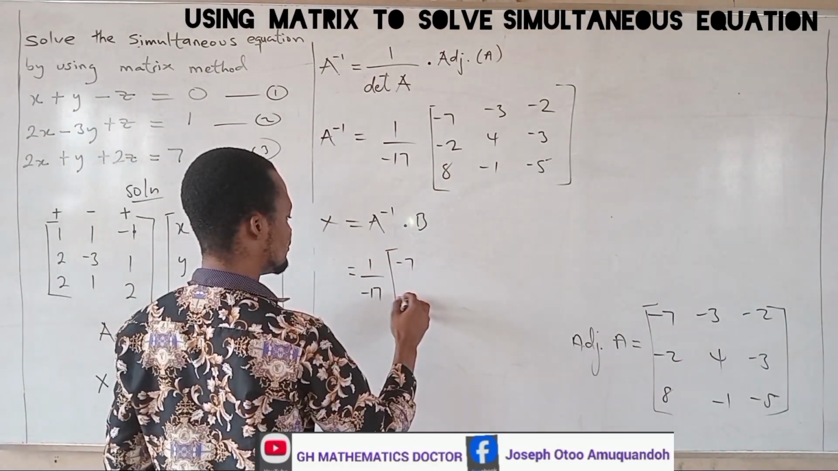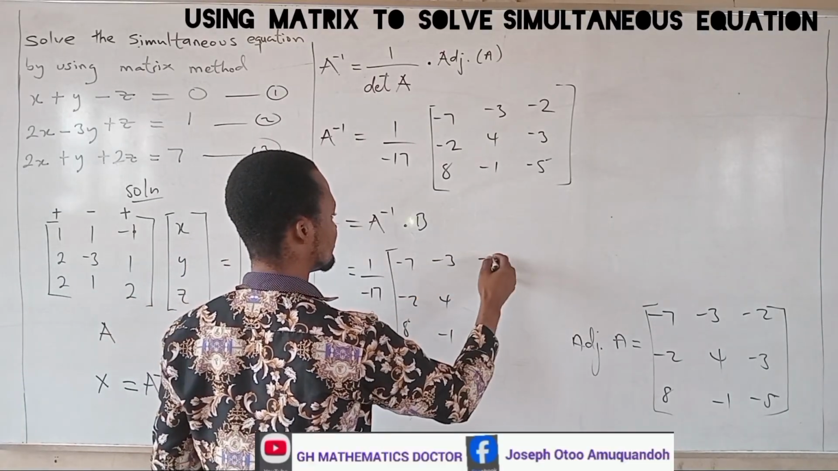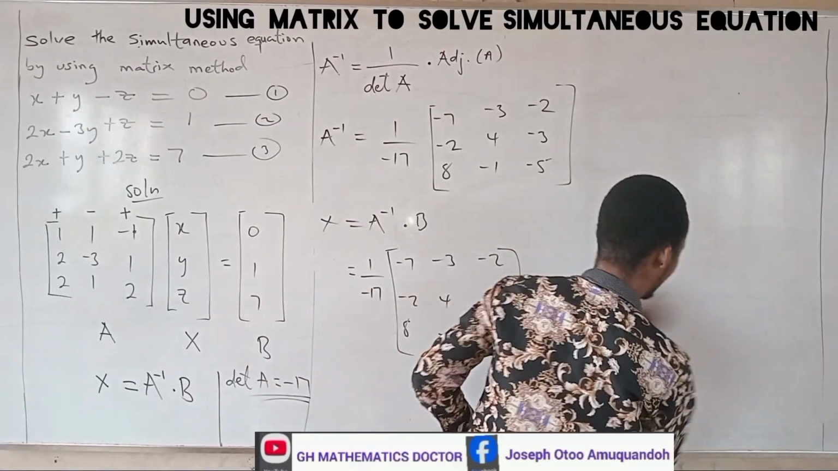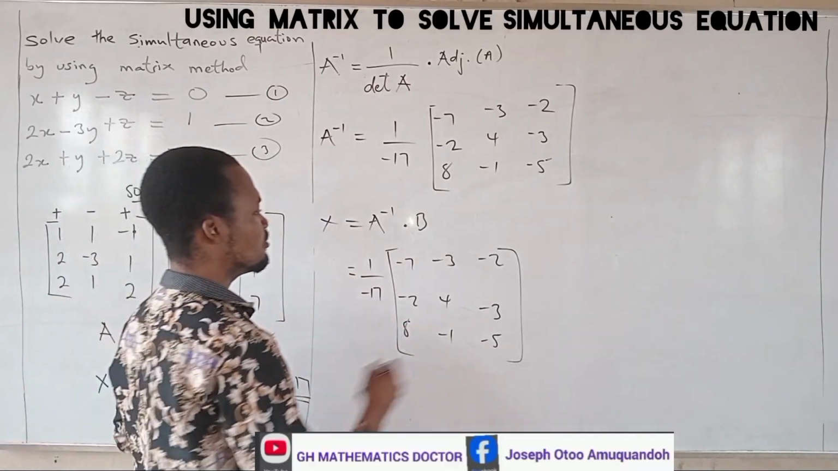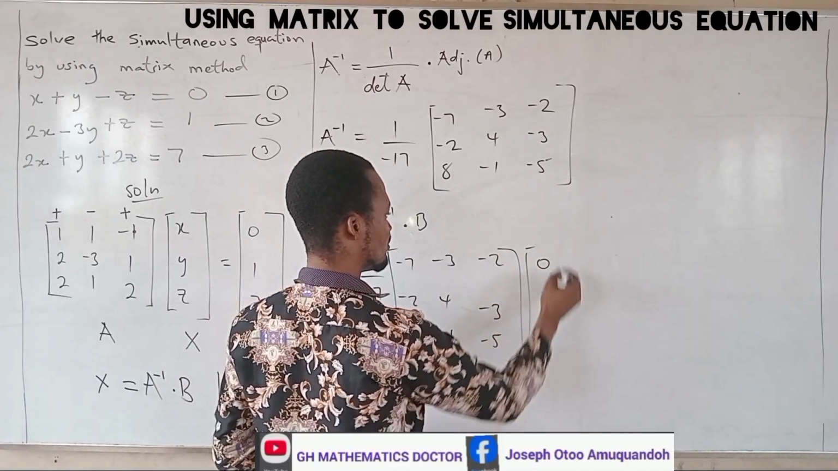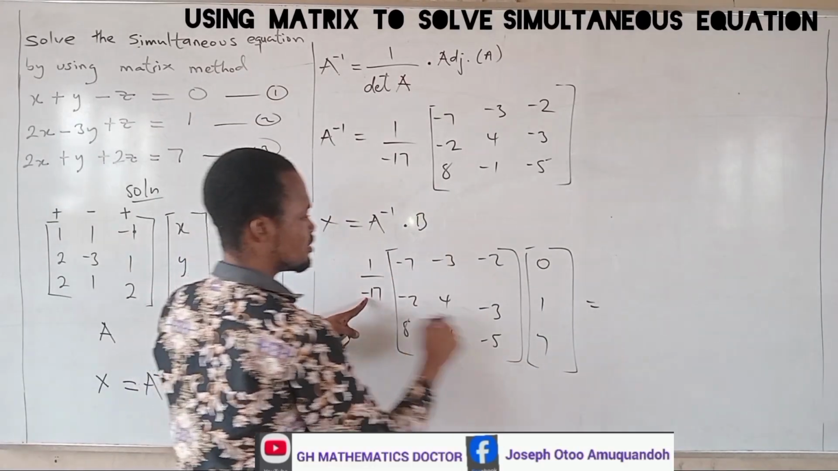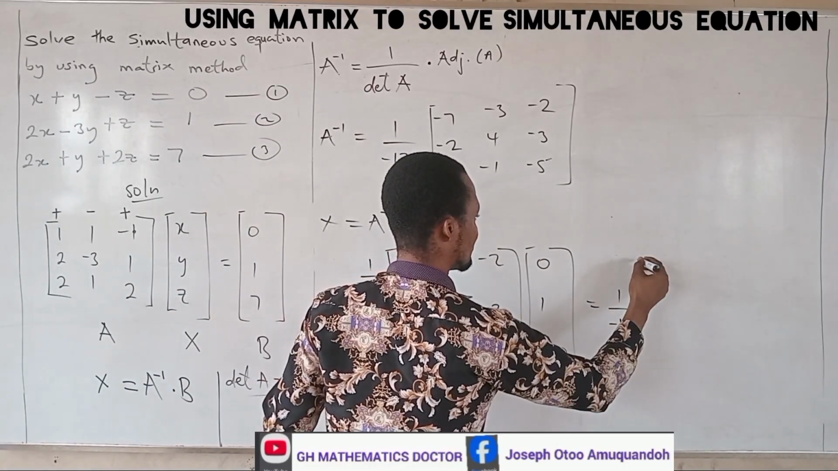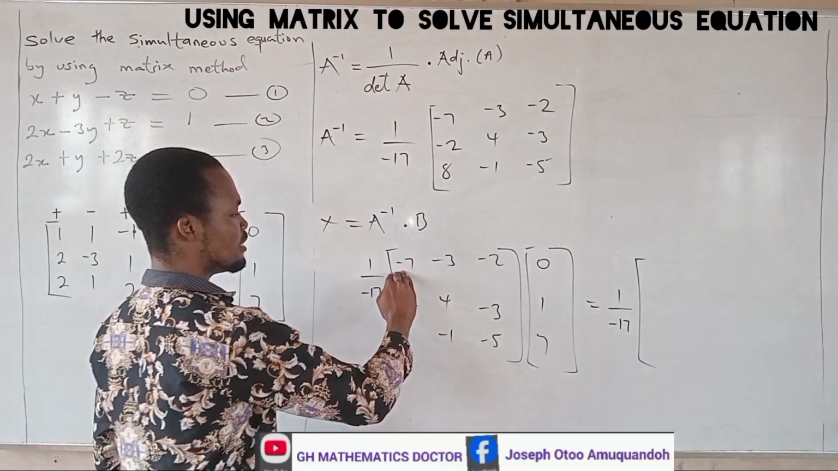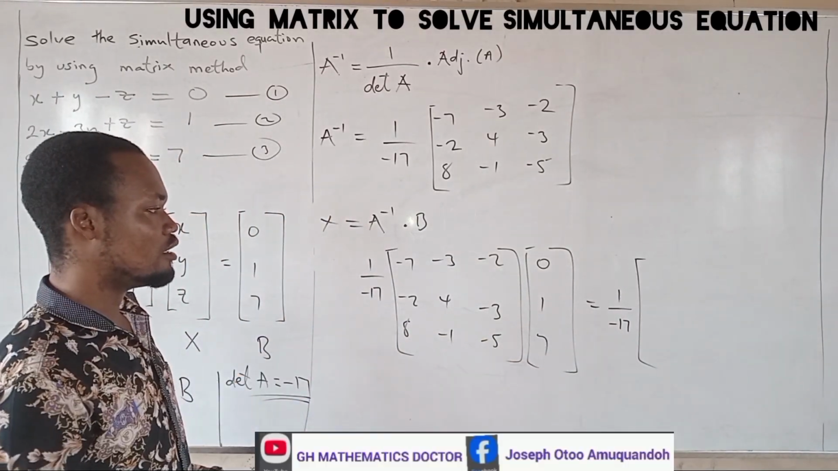So we have negative, so negative. Okay, we have 8. So you can see the A inverse is there multiplied by the matrix B, and this is the matrix B: 0, 1, 7. So we are going to first write 1 over negative 17. Then I'm going to multiply this matrix against this matrix. So we'll multiply the first row against this other matrix, then we fill out all the gaps inside it.